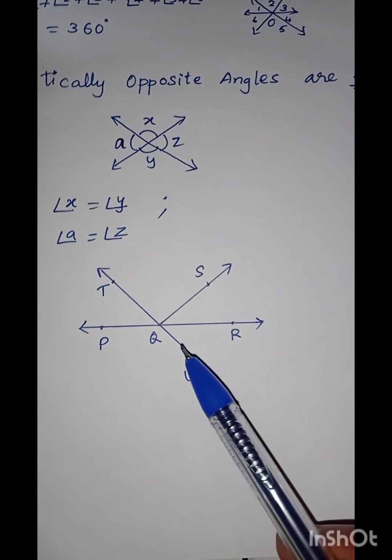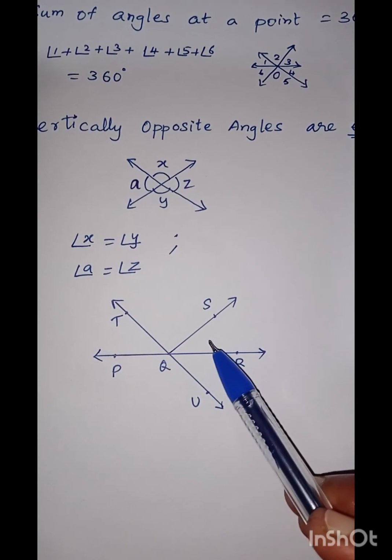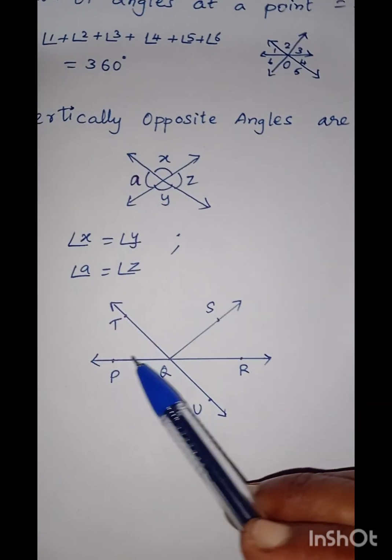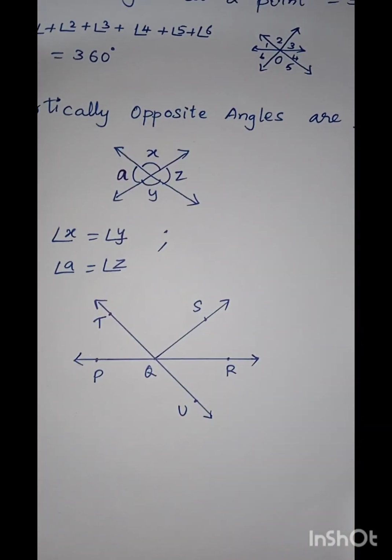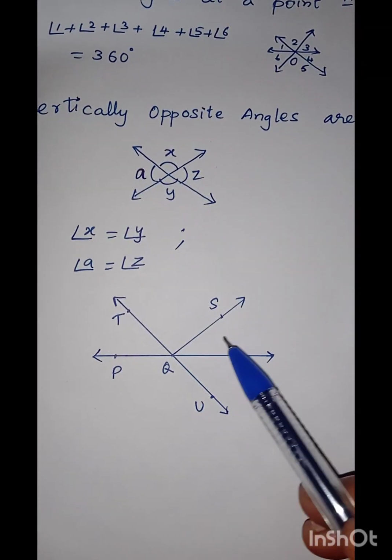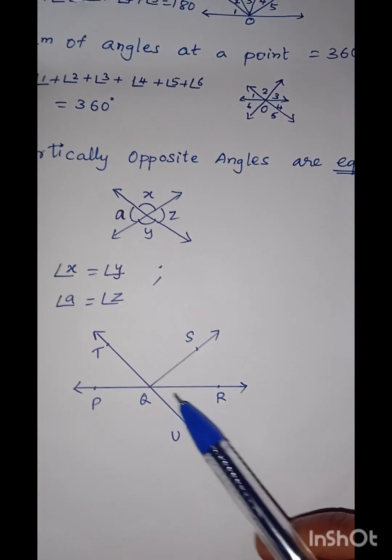Next, we shall consider this diagram. In this diagram, tell me which are all adjacent angles. Angle PQT and TQS are adjacent. We can find more answers. Okay, I am telling one example.